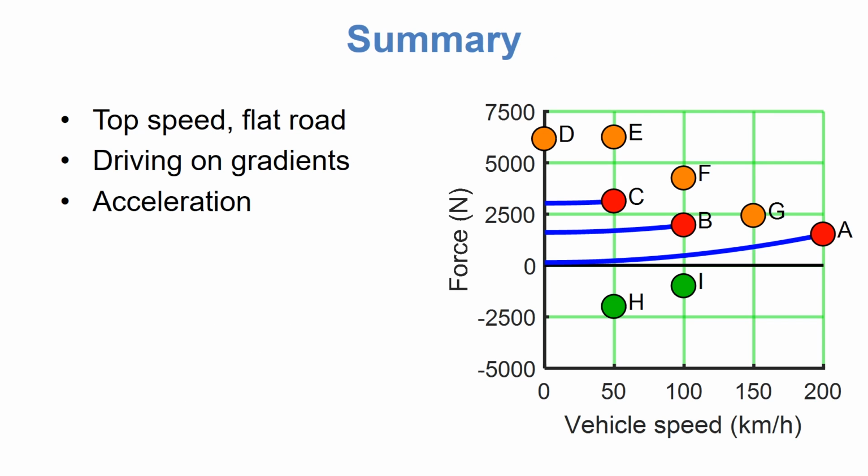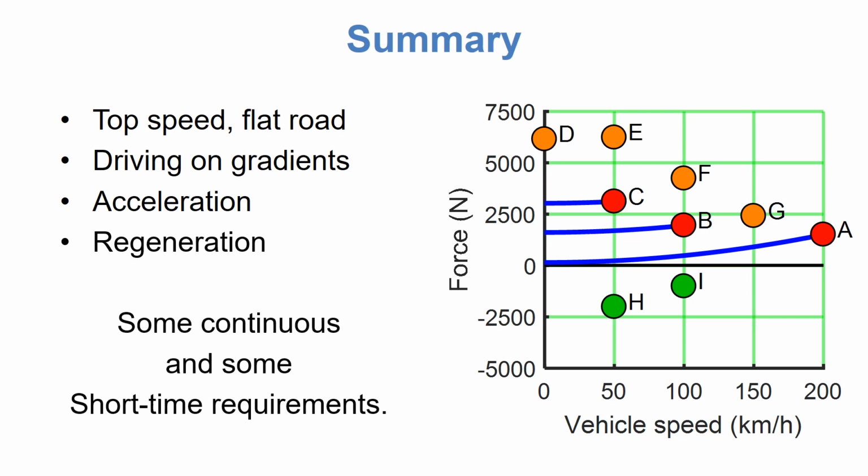In this video, we have given examples of requirements for a car and what force speed operating points that they require the powertrain to provide. Some important requirements are top speed on a flat road, driving on gradients, and acceleration requirements. For hybrid electric and electric powertrains, there can also be requirements on negative traction force during regenerative braking. Some requirements are for continuous operation, while others are only relevant for short times. Short time requirements can allow smaller electric machines to be used than if the required force had to be produced continuously.